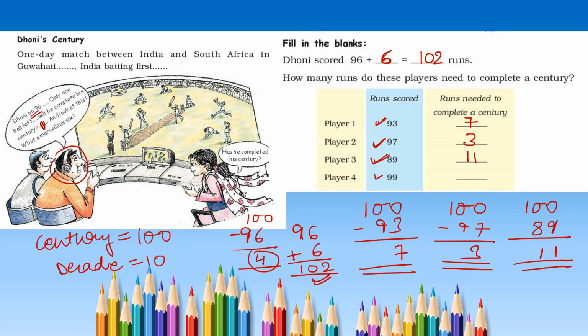And lastly, the fourth player is on 99. We don't have to subtract it. We can obviously see we want 100 runs. He has already made 99 runs. So he needs 1 more run. Alright, I hope it's clear.